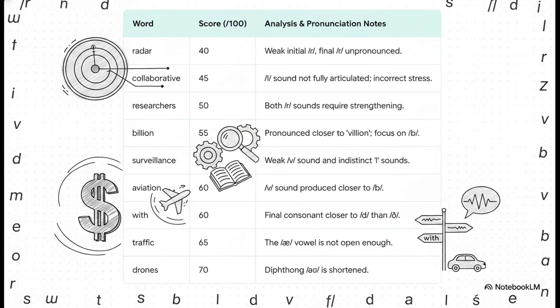Researchers is another fantastic example, with two R sounds that could be a bit stronger. Then you see surveillance and aviation, which are perfect examples of that V sound we mentioned. The word with is exactly where that TH sound sometimes shifts to a D. And traffic, of course, highlights that A vowel. You see? Each one of these words is a concrete target that lets you practice those specific sound patterns we found on the last slide.